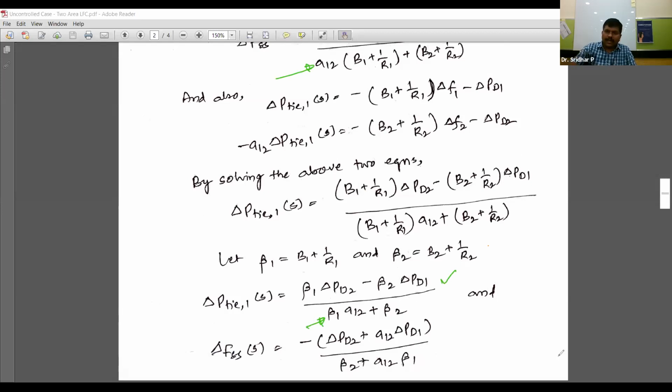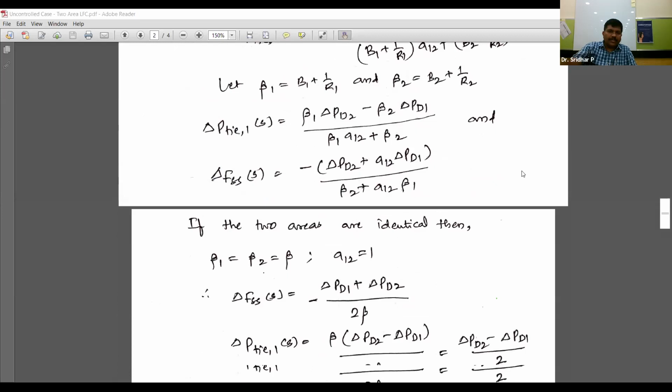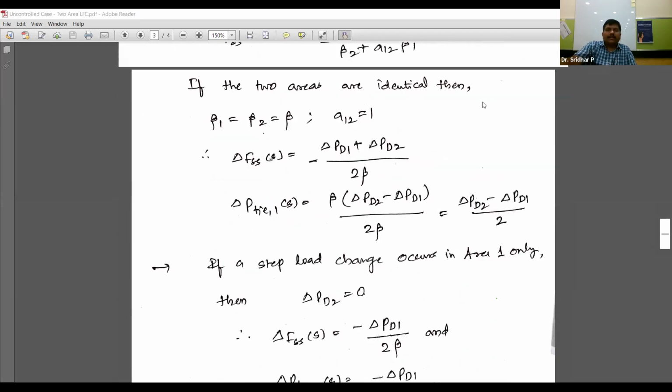So some approximations, like some assumptions, you can take to compare or to see the difference between the first and second. If the two areas are identical, meaning the LFC loop and the ratings and the regulation value, and the gain of the generator load model, and all these things are the same in nature, same in magnitude. Then, just now also we have discussed what this A12 is. A12 is nothing but area 1 capacity by area 2 capacity. So these are nothing but the capacities, ratings of area 1 and area 2. So this value is nothing but the A12.